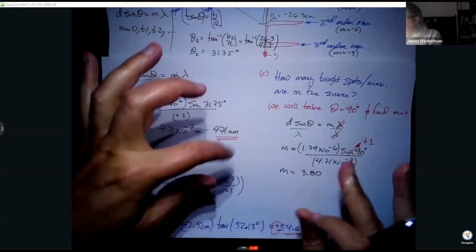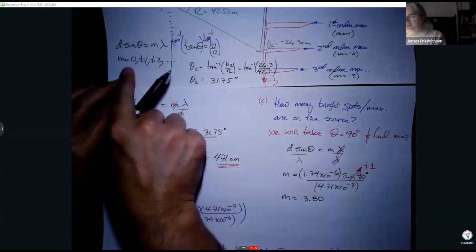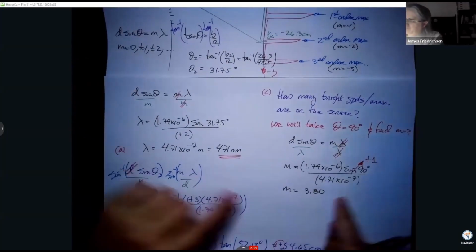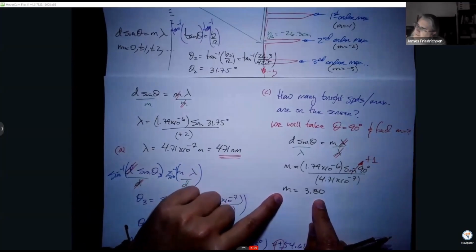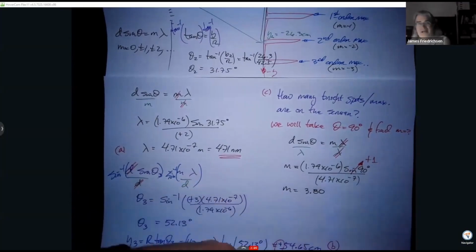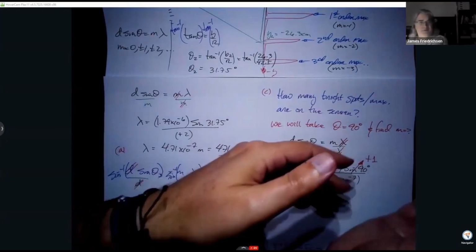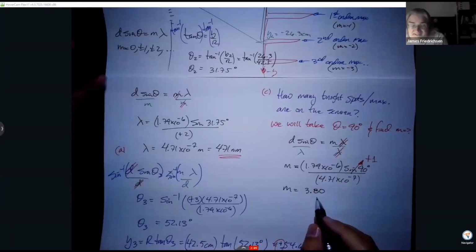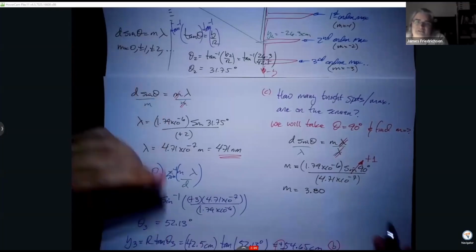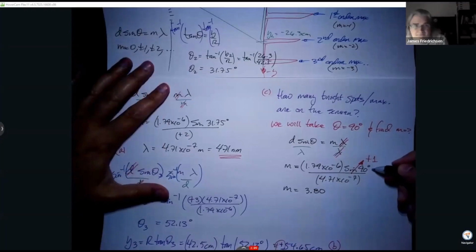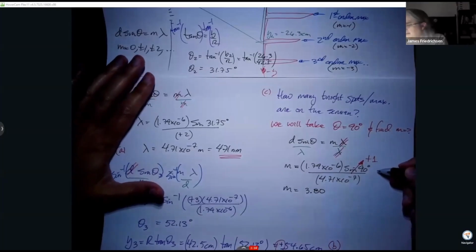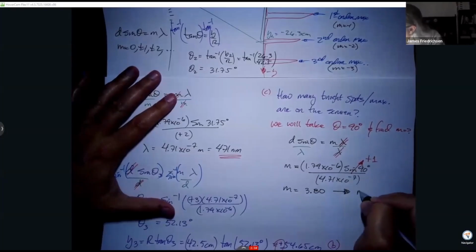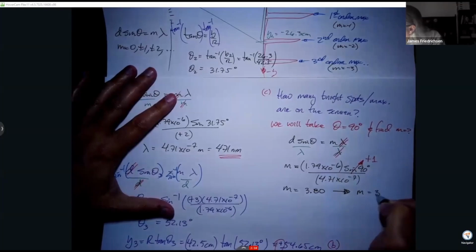Okay, now m should be an integer, right? That was our deal. The m was 0, plus or minus 1, plus or minus 2, plus or minus 3. And the thing is that with this answer, you would go, well, maybe it's 4, but that means you went up on the m, which implies you go up on the angle beyond 90. That's not okay. And so while it looks like it should round to 4, it actually can't, because you can't go higher. This is no longer on the screen at 90 degrees. So then what you have to do is truncate this. And so then the maximum value for m is 3.